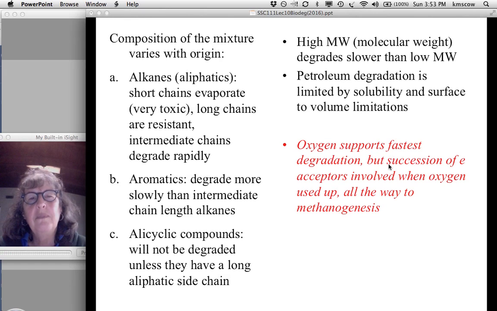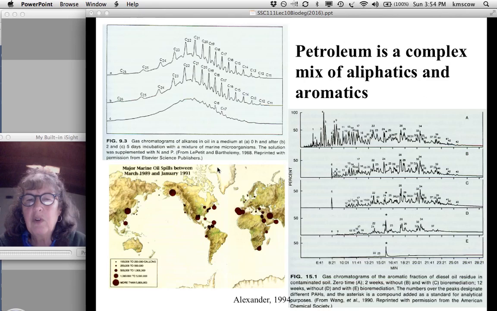Okay. Oxygen supports the fastest degradation, but you get the whole chain of events of going through the different electron acceptors when there is a petroleum spill. So other electron acceptors in anaerobic respiration can be used, and methanogenesis actually will eventually kick in, because there's fermentation also that will break down some of these petroleum compounds into simpler forms.